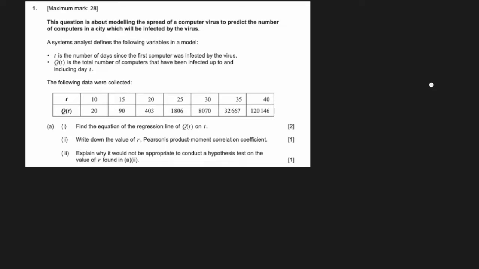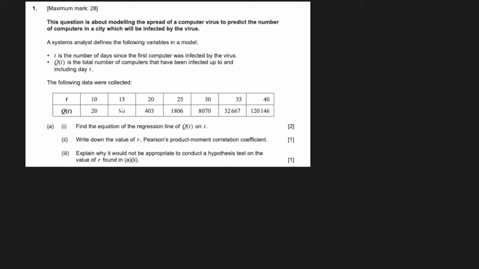Here I am solving Paper 3 of Applications and Interpretation, Time Zone 1, question number 1. This question is about modeling the spread of a computer virus to predict the number of computers that will be affected in a city. A systems analyst defines the following variables in a model. T is the number of days since the first computer was infected, and Q(t) is the total number of computers that have been infected, including day t, up to day t. That's what it is trying to say.